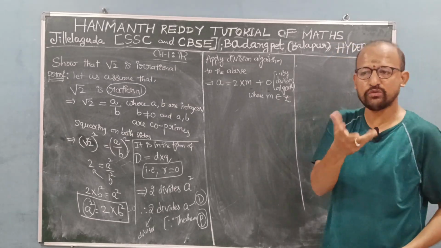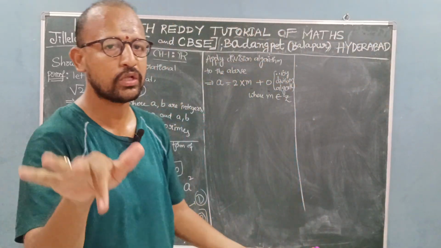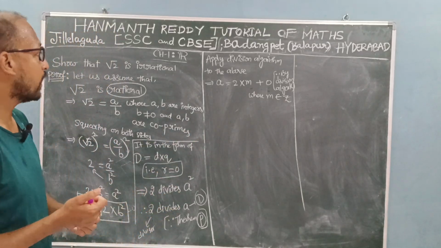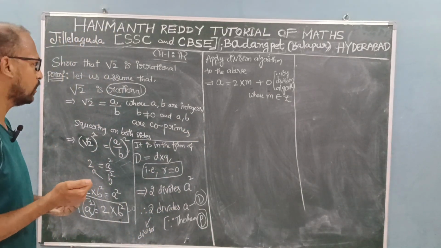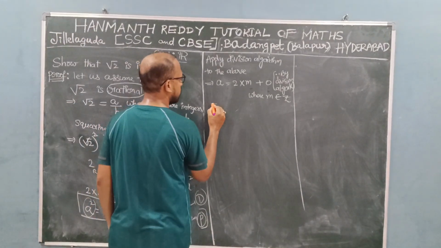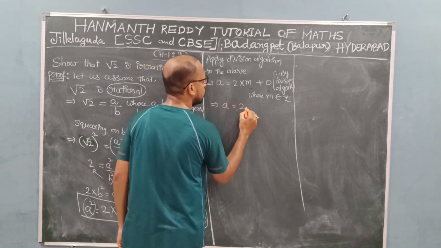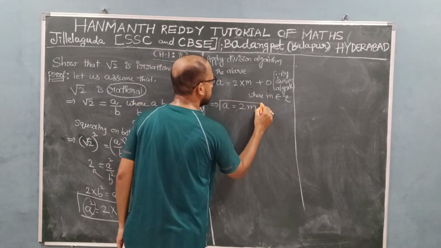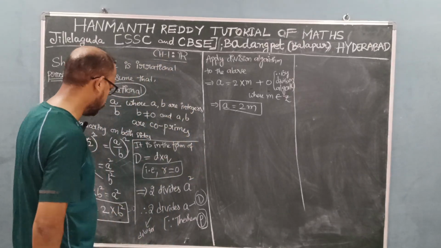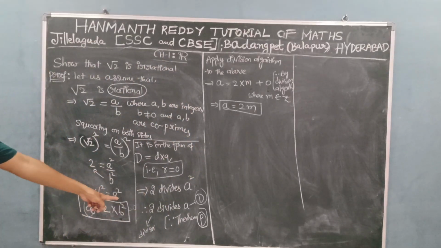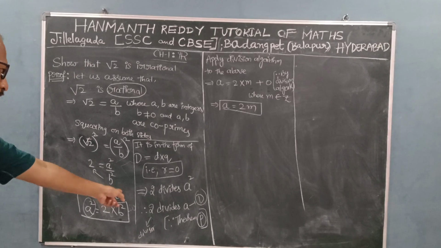m is some quotient; it can be 1, 2, 3, 4, anything. So we should clearly mention what m is as the quotient. So that implies a is equal to 2m. So I got a. So here 2 divides a square. Clear? Listen very carefully. 2 divides a and I got it.